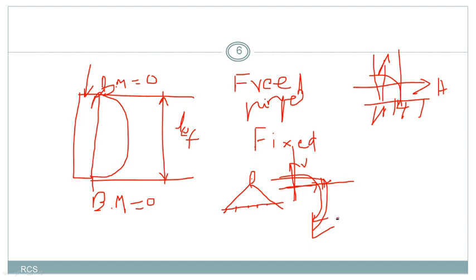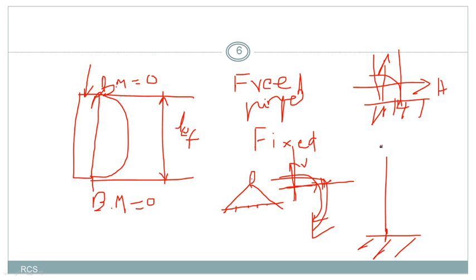So what I mean to say is, if a column is supported with a fixed support at any one end, that end is restrained against rotation. Here it will not move in the x direction, the y direction, or rotate in the clockwise or anti-clockwise direction. So this end of the column is restrained against rotation. There is a resistance to rotation; it will not move in any direction.